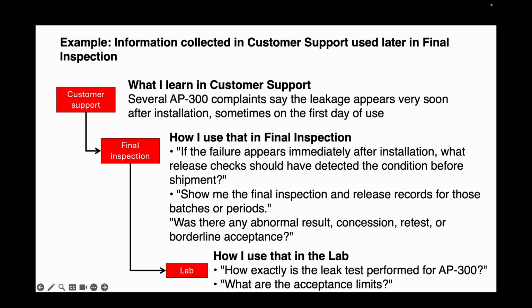Now I am in an even stronger position. I can ask, how exactly is the leak test performed for AP300? What are the acceptance limits? And depending on what I saw in final inspection, I may also ask whether borderline results are retested, how retests are controlled, and whether a unit with a marginal result could still end up being released.